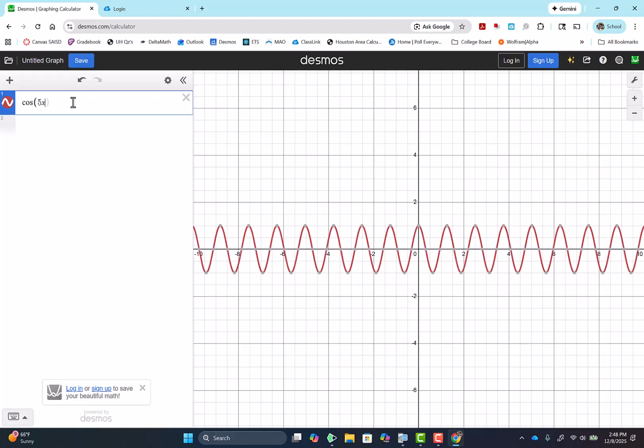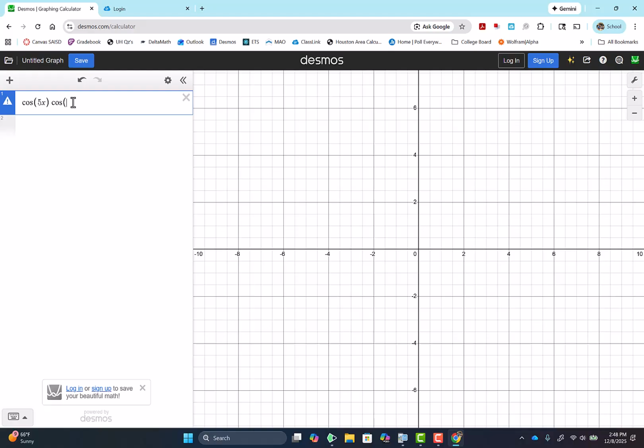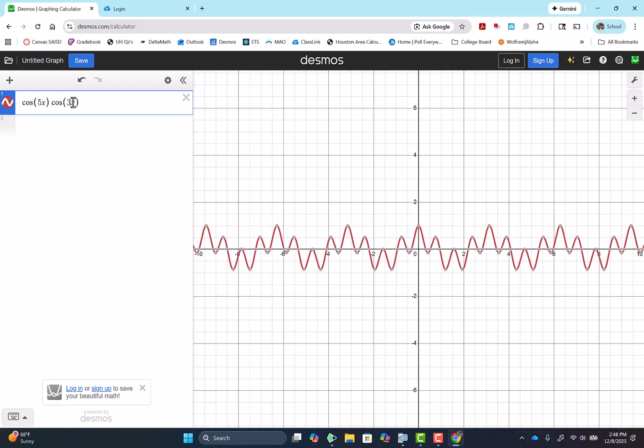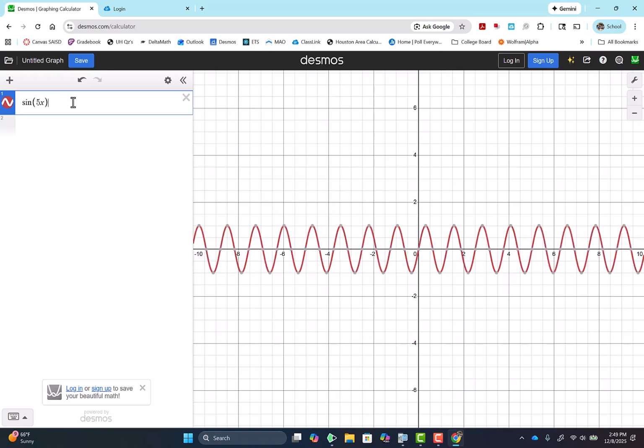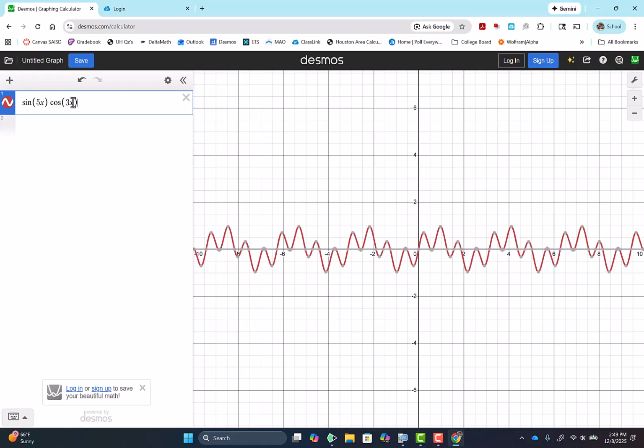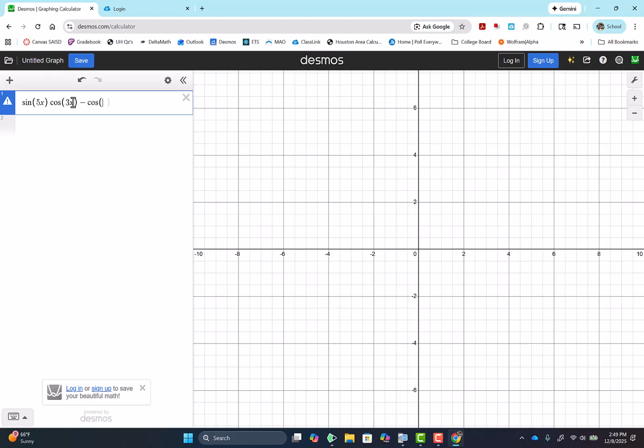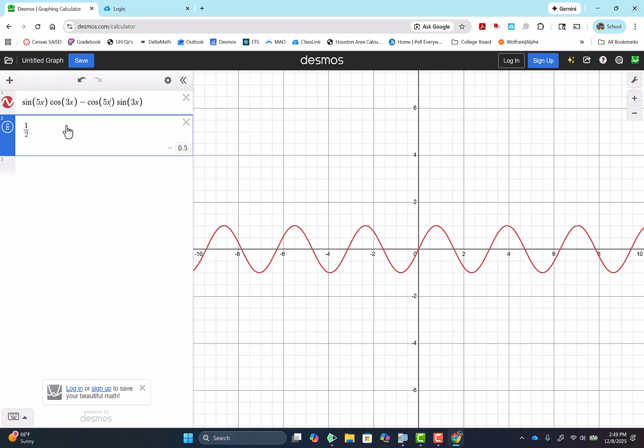Cosine, was it 5x? Cosine 3x. Was it plus or minus? Plus. Was it? See, I don't know, guys. See, you got to tell me. Sine 5x. Cosine 3x. Plus or minus? Minus. Cosine 5x. Sine 3x. Look, guys. So there it is. And now I'm just going to type 1/2. Oh, well, I guess I got to type y equals. y equals 1/2.